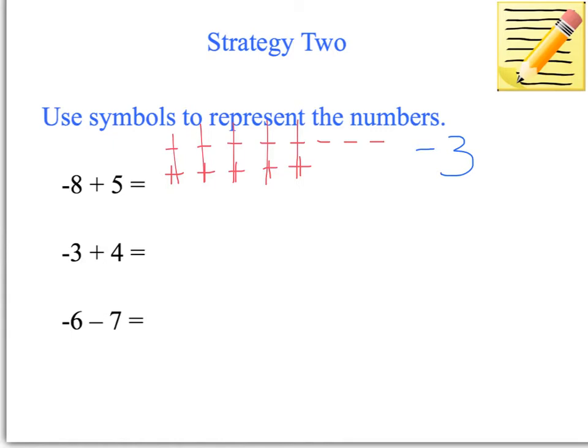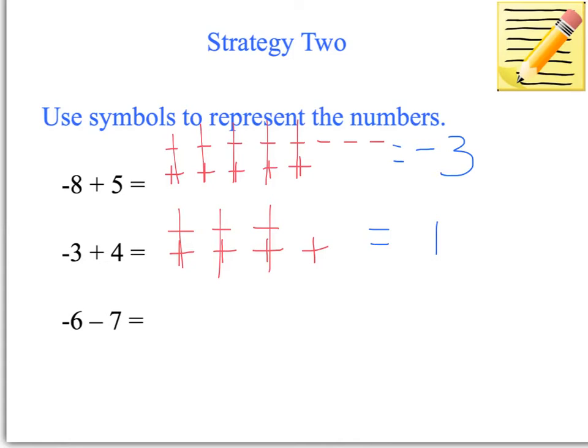Okay, let's try another one. -3 plus 4. So we're just going to draw 3 negative symbols, and we're just going to draw 4 positive symbols or plus signs, and these cancel each other out. Therefore, the answer to -3 plus 4 is 1. Probably should have put an equal sign there. Okay, see, this is pretty easy, isn't it? I think this is quite good. If you're a visual person, you'll really like this strategy.